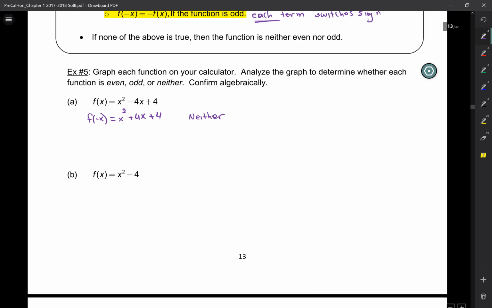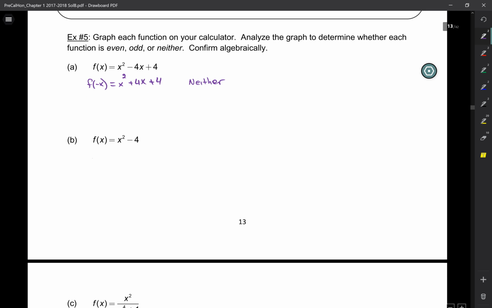Let me repeat that. Did we get the exact same function back? No. Did every single term change sign? No. So it's neither. Now, let's take a look at this next one. F of negative x is negative x squared minus 4. F of negative x is x squared minus 4. Did I get the same function back? Yes. So this is even.